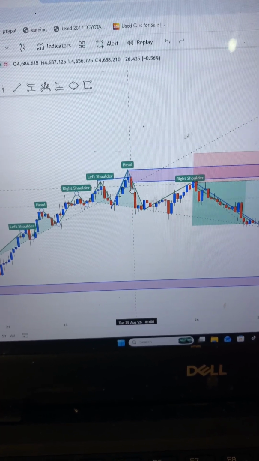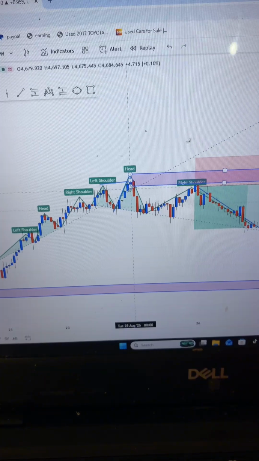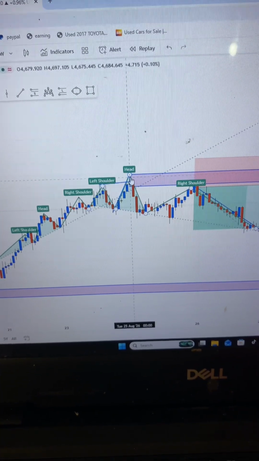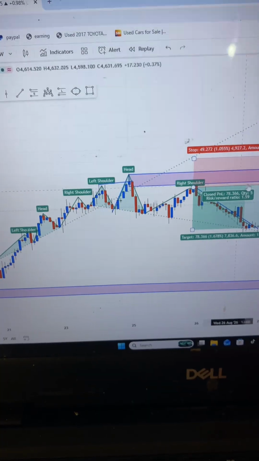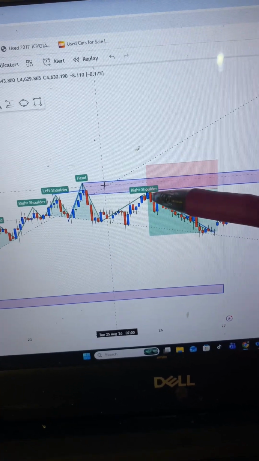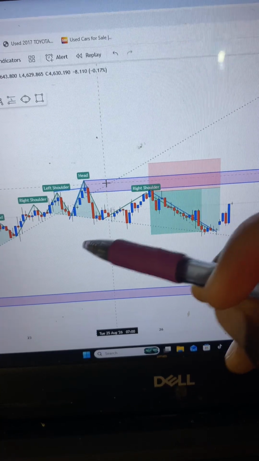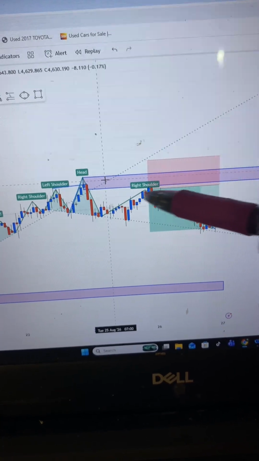So once you spot your inefficiency, you can draw a rectangle from the high of this candle to the low of this candle and draw it across. That's your order block. So you want to wait for price to go back up to the order block to fill up the inefficiency. So I'm going to show you that. Alright, so price did go back up right here.